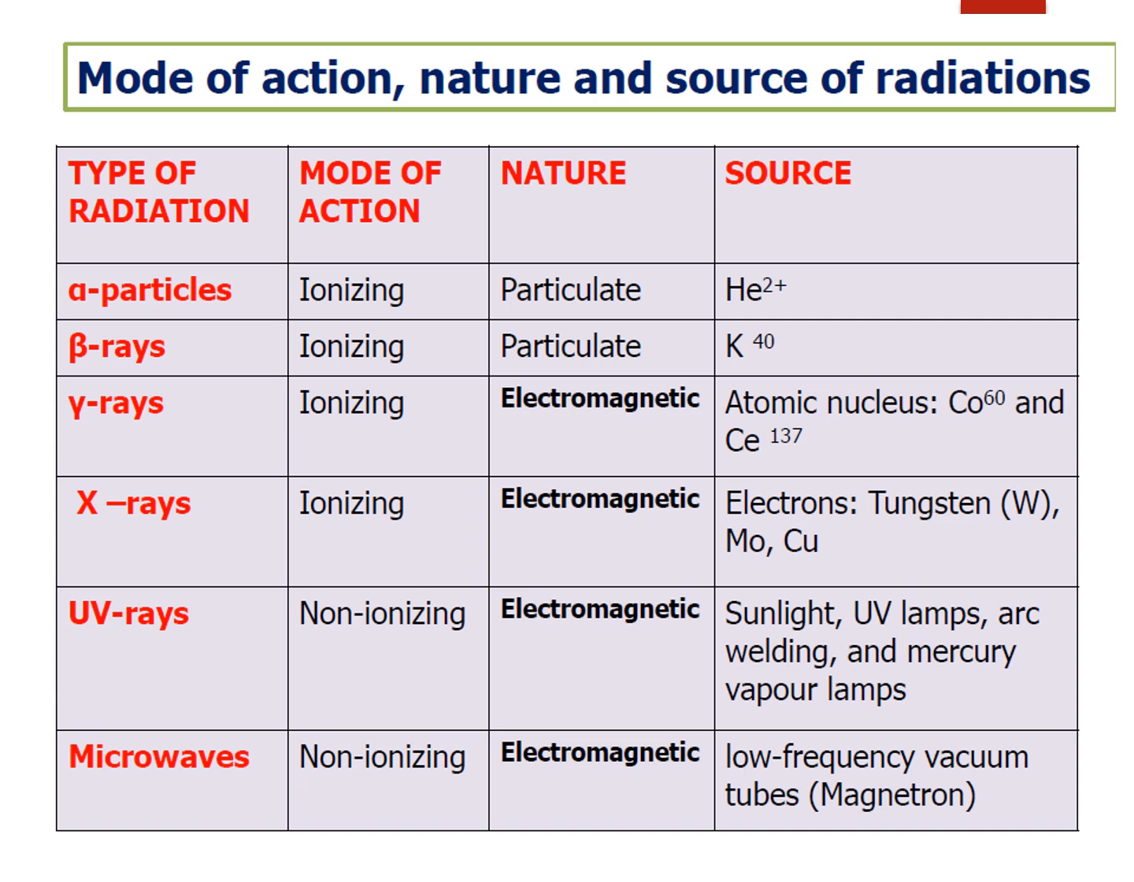These are the sources of radiation. For alpha particles, the source is helium-2 plus; beta rays, potassium; gamma rays, atomic nucleus, cobalt and cerium. For X-rays, tungsten; UV rays, sunlight, UV lamps, arc welding, and mercury vapor lamps. Microwaves, low frequency vacuum tubes.